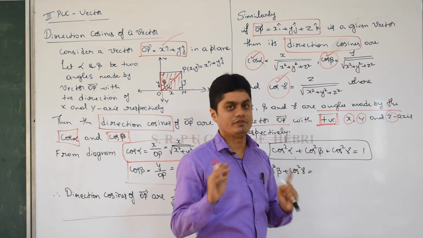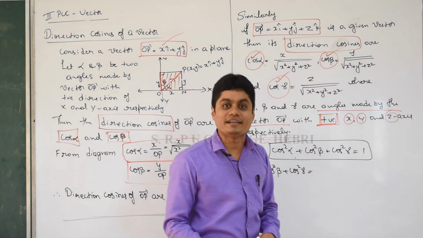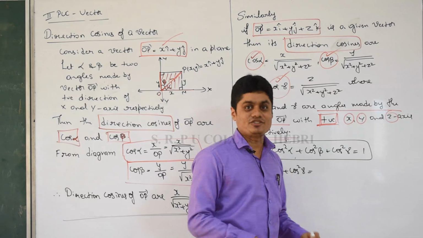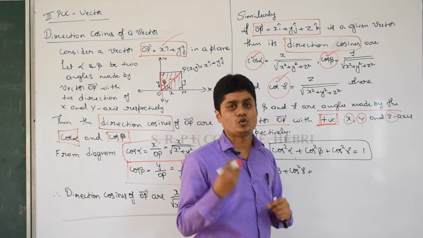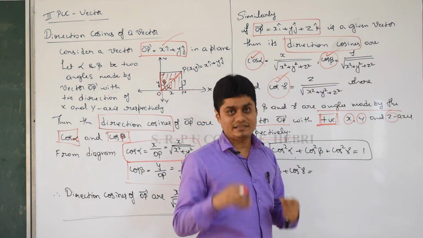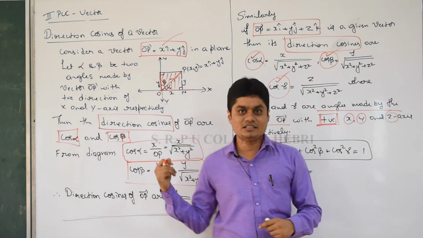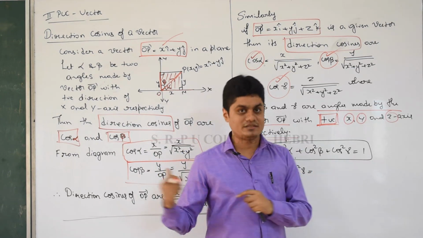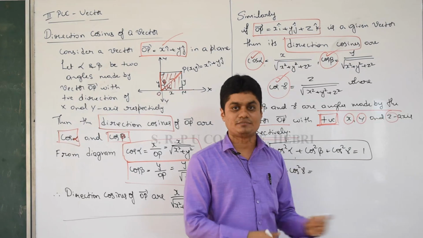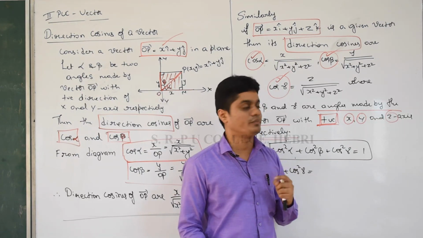Understood? Very good. Now you should know how to get it: how to get the direction cosines of the vector when you know all its components x, y and z. Just like the previous concept, I didn't write the diagram. It's just like the previous one, using Pythagoras theorem or using the definition of trigonometric ratios.